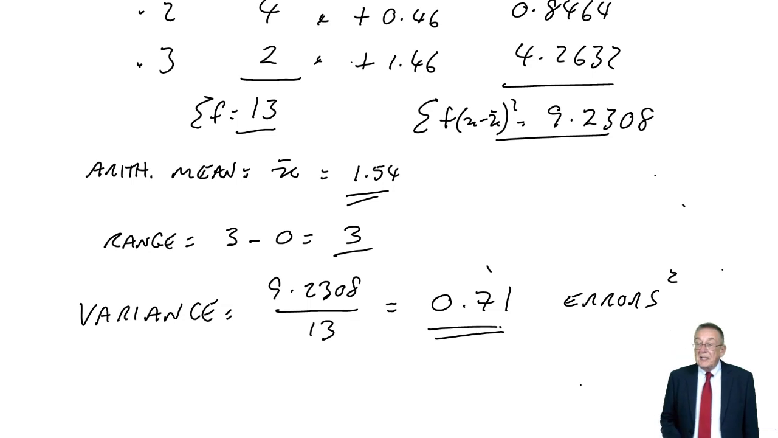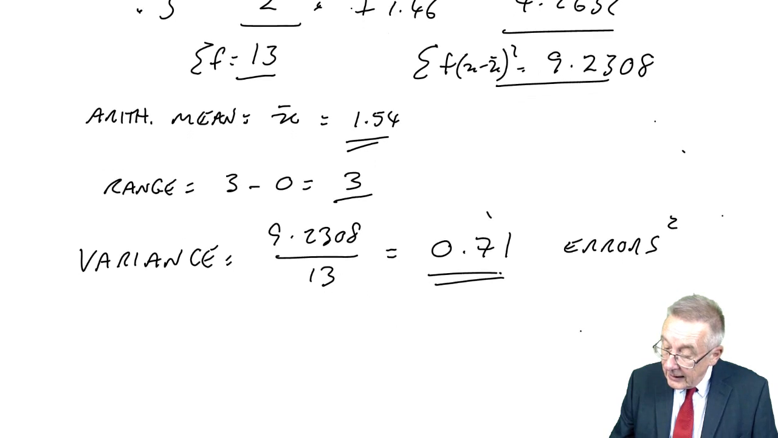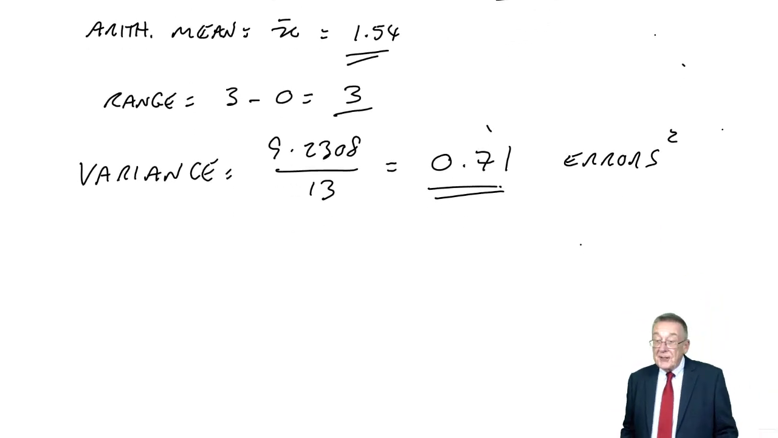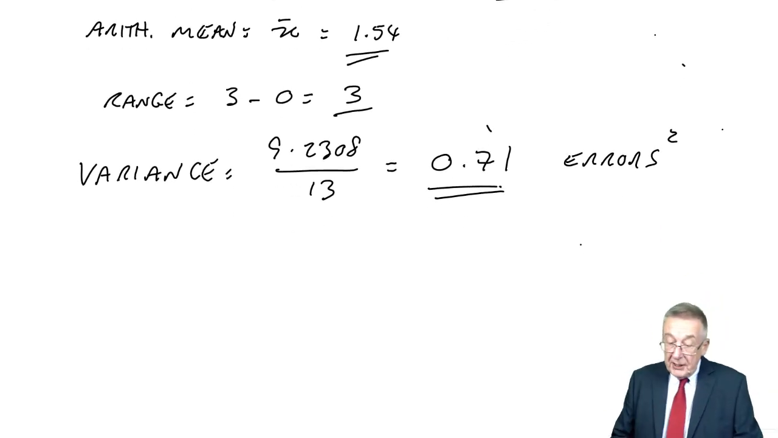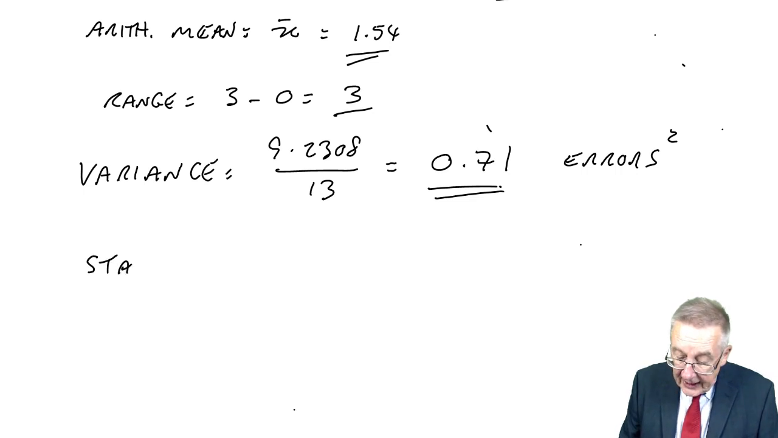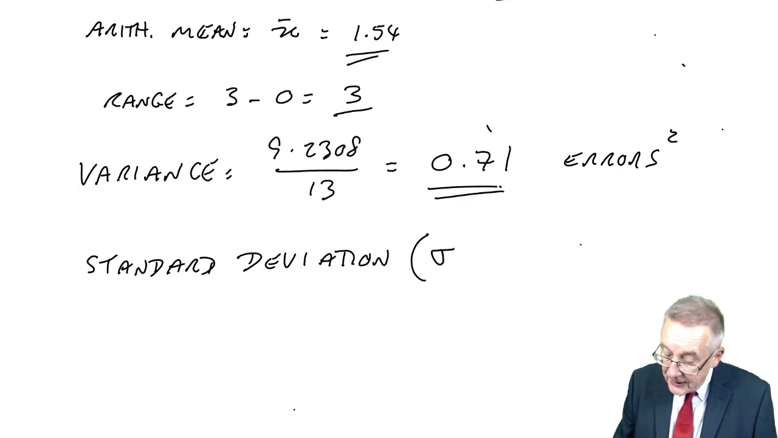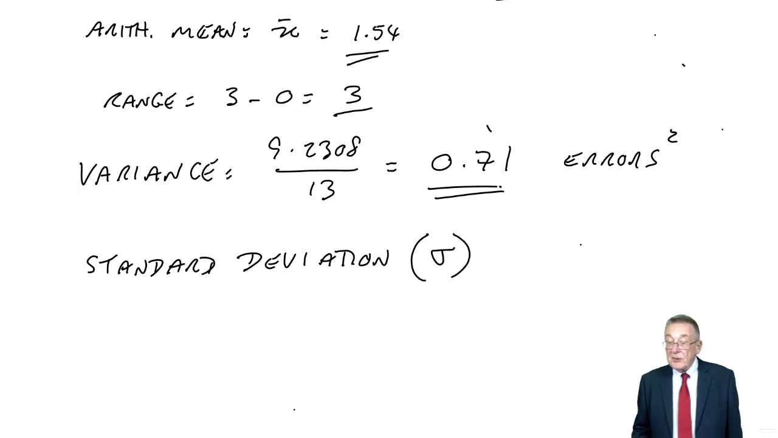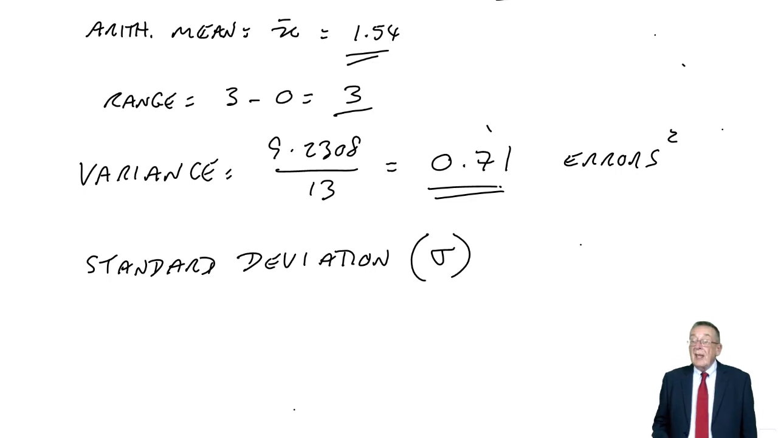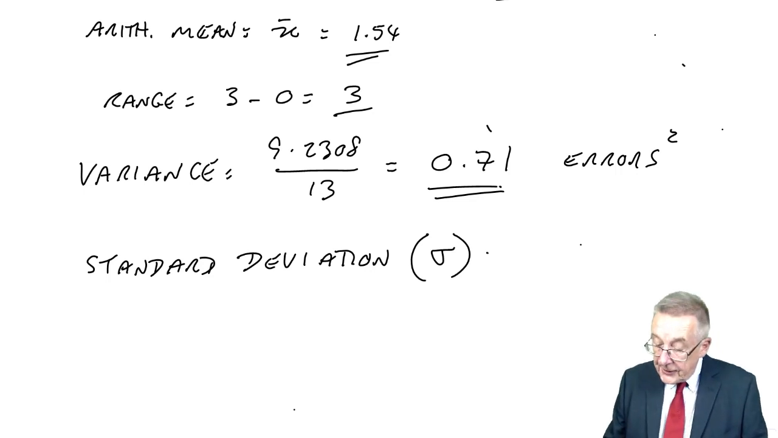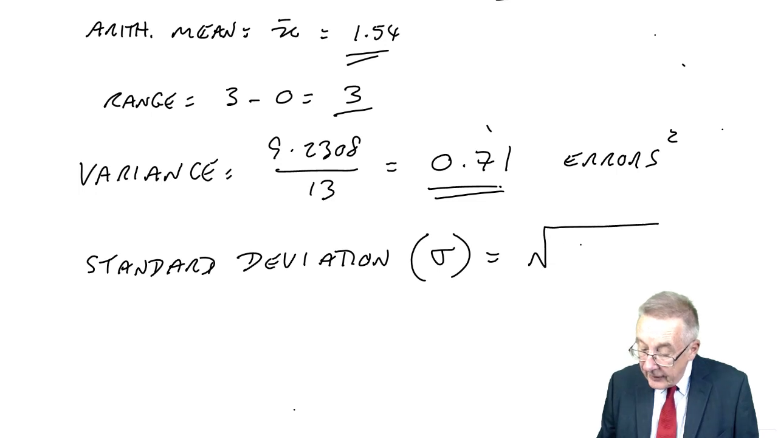But much more commonly, to get back to the same units, which here is errors, we take the square root. The standard deviation, and this is the most important one of all. I don't think we'll need the symbol in the exam, but just in case, it's small sigma. The standard deviation is the square root of the variance.